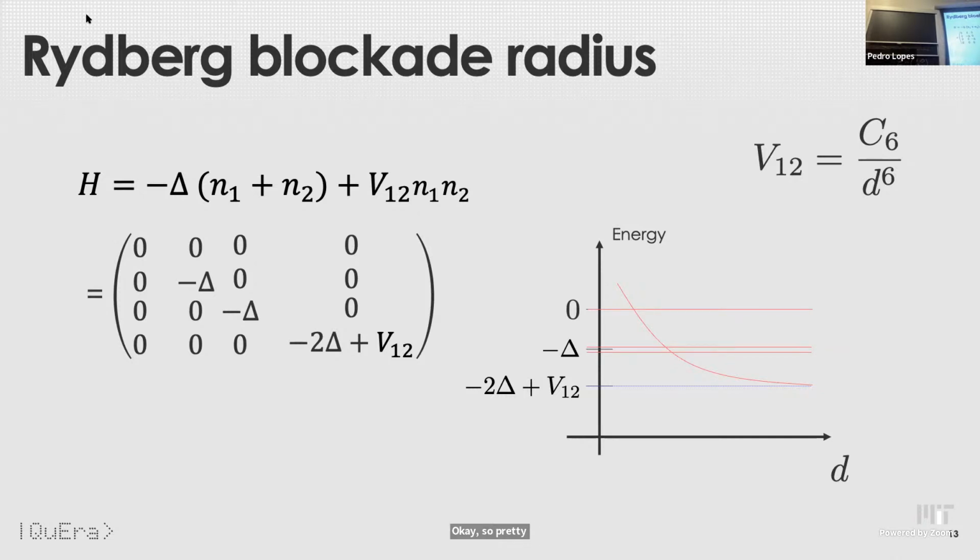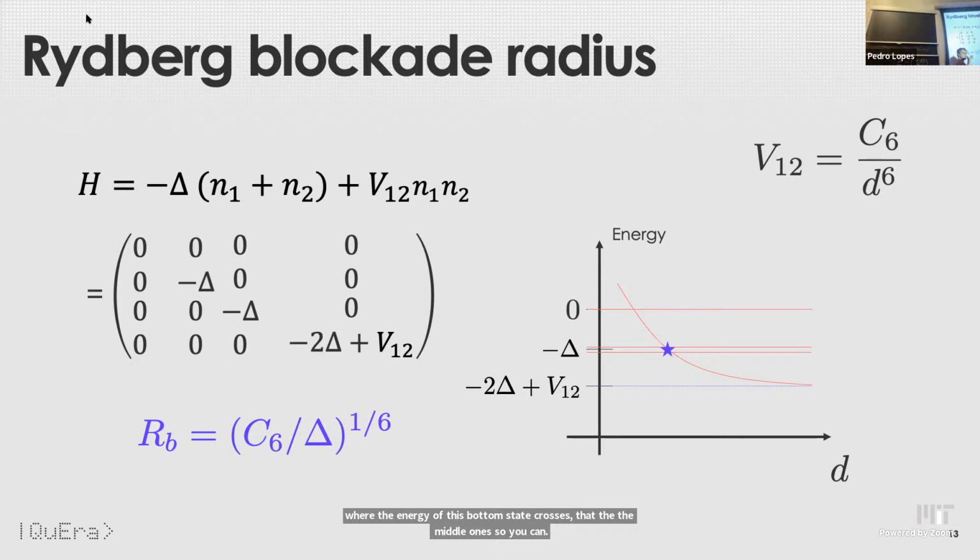So when you look at the energy of these states as a function of distance d, you find that there is a moment where the energy of this bottom state crosses that of the middle ones. So you can equate these things and define a length scale, and this is called the Rydberg blockade radius. This is fixed by the energy of this delta, and it is pretty much a characteristic distance: if atoms are closer than that Rydberg blockade distance, they cannot be excited both at the same time.